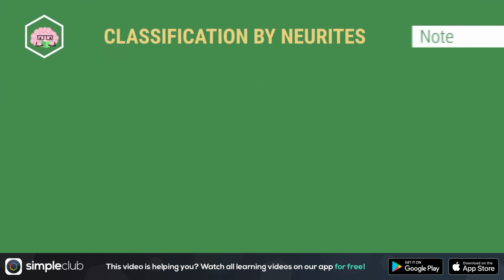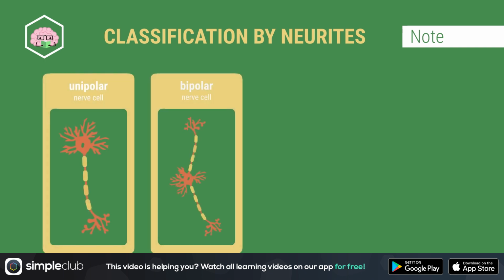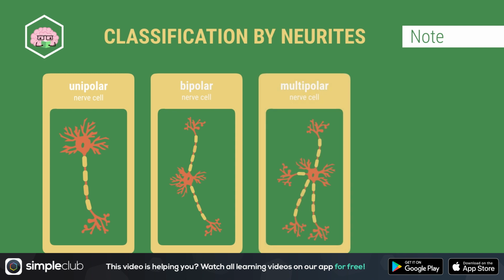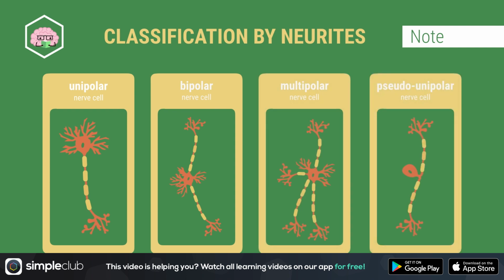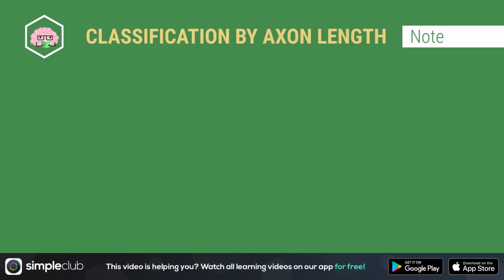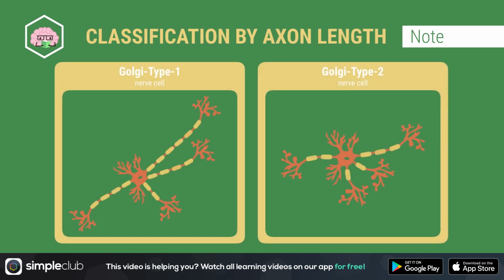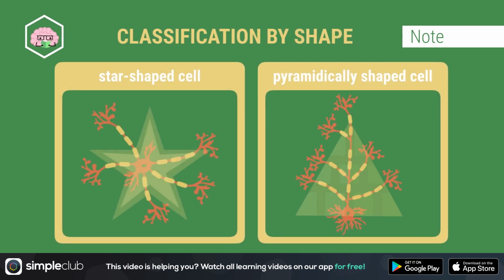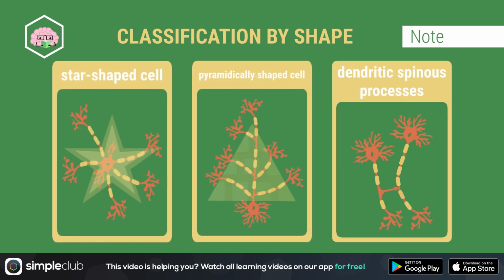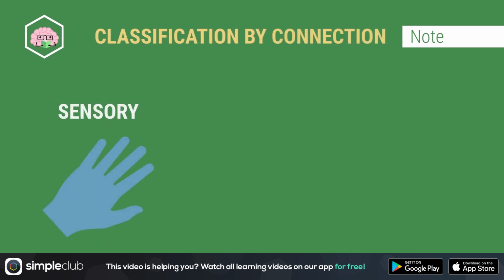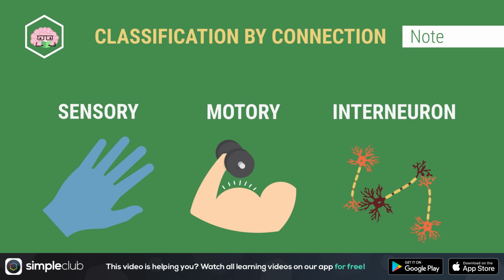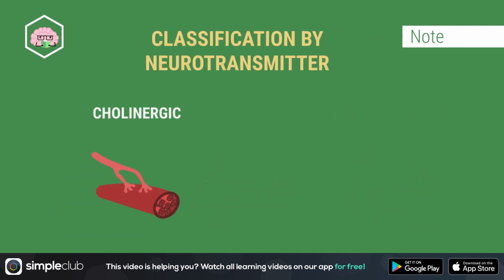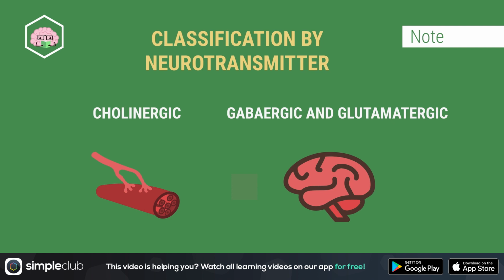Still remember everything? No? Well, there are different ways to classify neurons. First off, they can be classified by their neurite count into unipolar, bipolar, and multipolar cells. Of course, there's also pseudo-unipolar. When studying the axon length, we can differentiate between Golgi-Type 1 and Golgi-Type 2 neurons. Looking at their shape, we can recognize pyramidically shaped and star-shaped cells, which might or might not have spines. There are various types of connections: sensory, motor, and interneuron. And finally, there's the classification by neurotransmitter into cholinergic, GABAergic, and glutamatergic neurons.